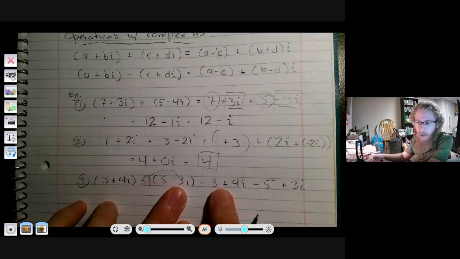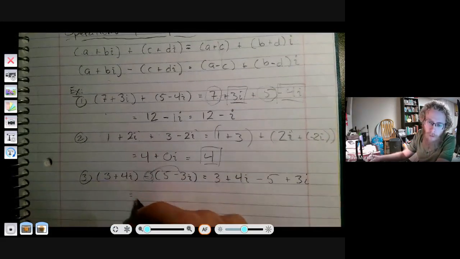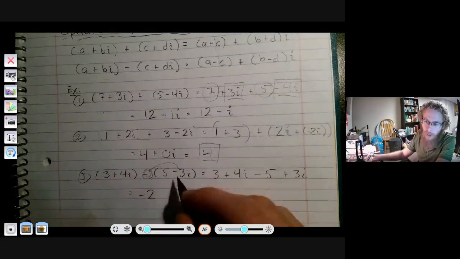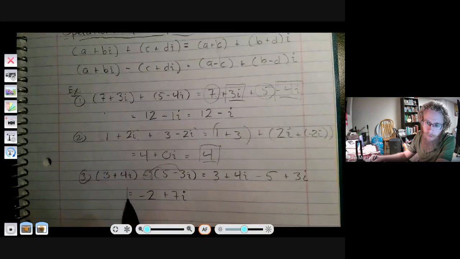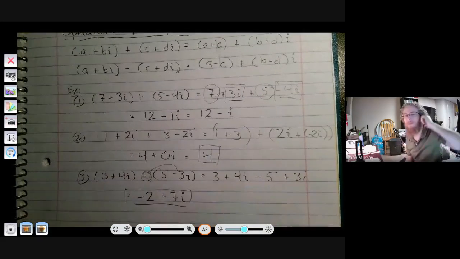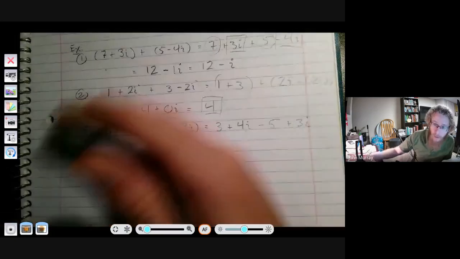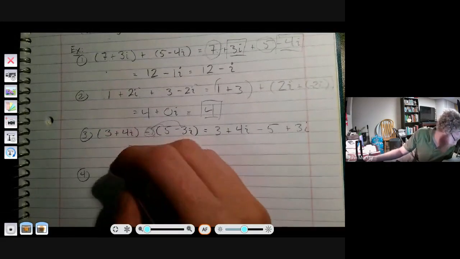And now we're just back to combining like terms. 3 minus 5 is negative 2. 4 plus 3 is 7. All right, let's do one more, a little more complex.